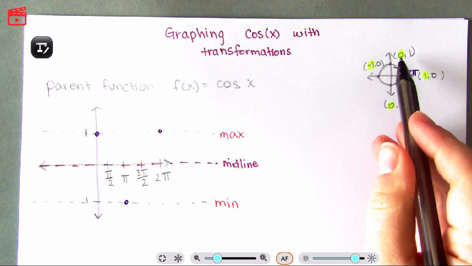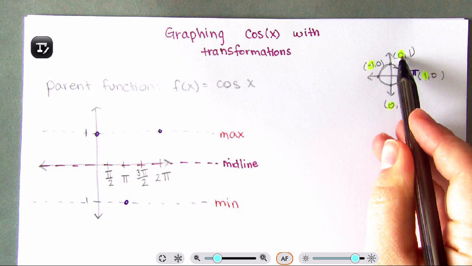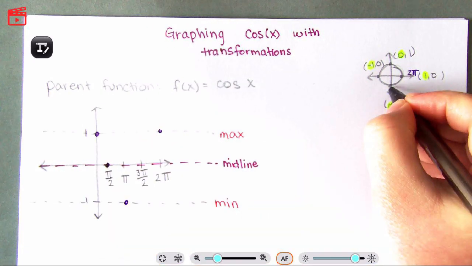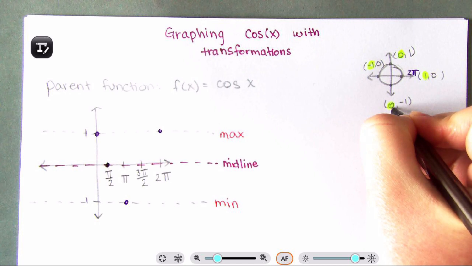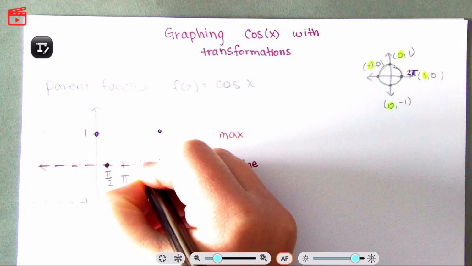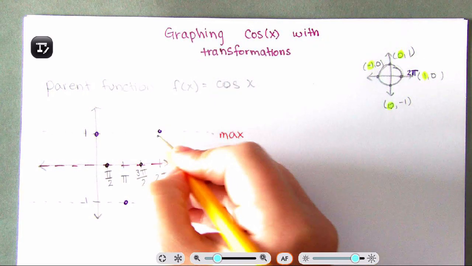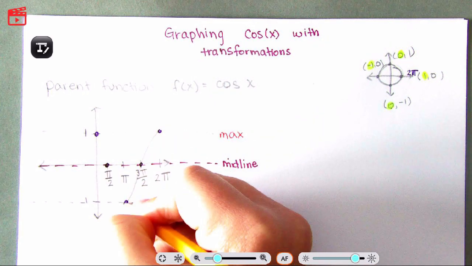Well, what is our cosine of pi halves? It is 0. And what is our cosine of 3 pi halves? And that is 0.